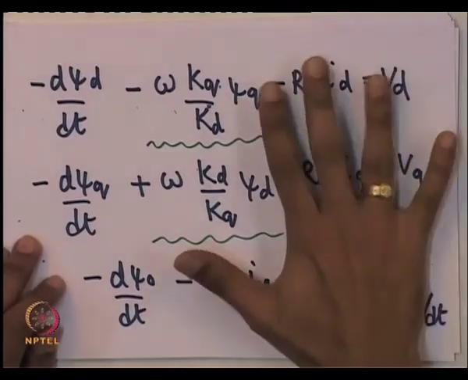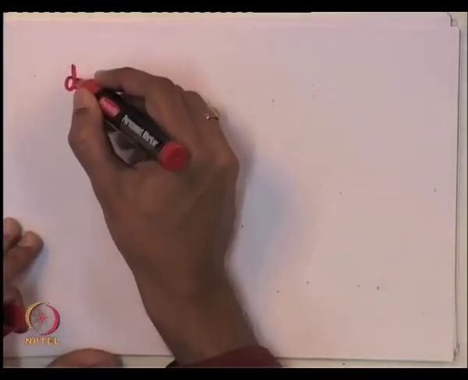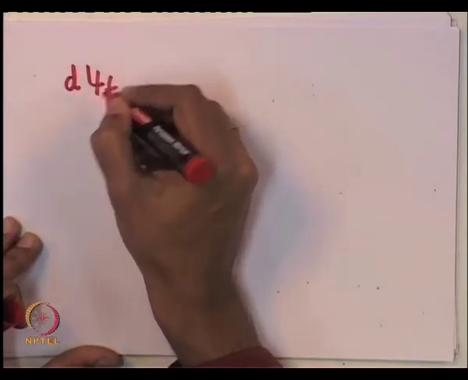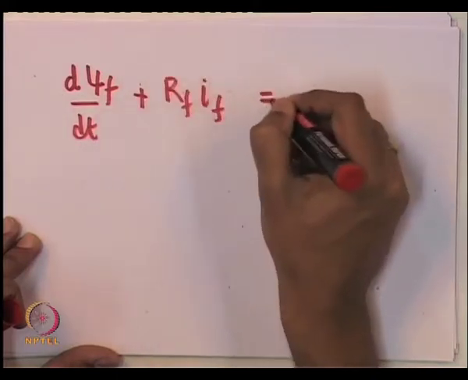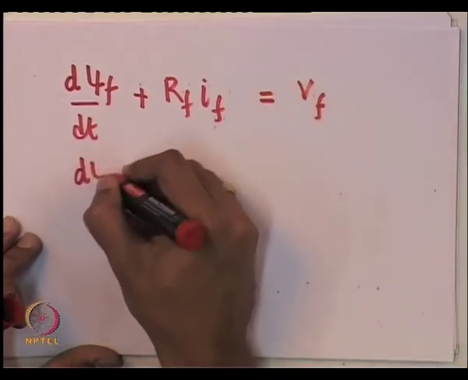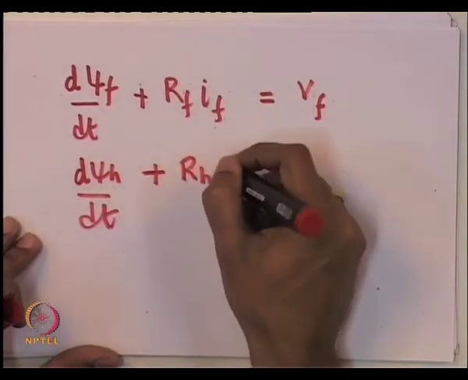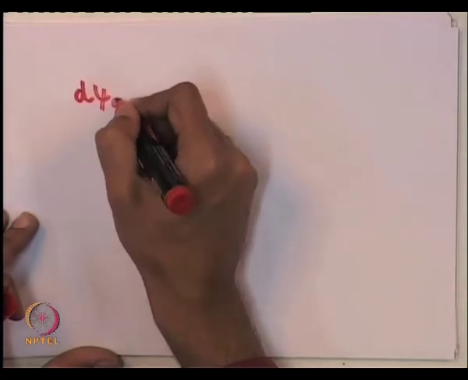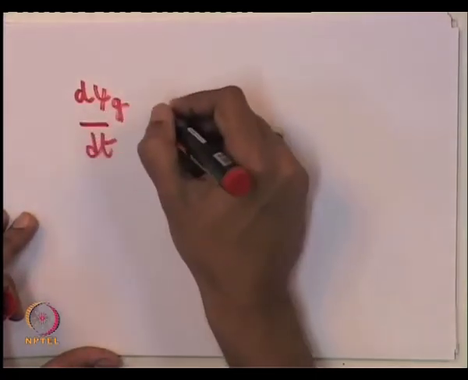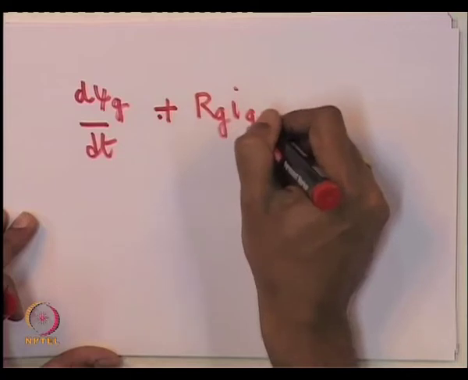Okay. Now, these are as far as the stator equations are concerned. The rotor equations, of course, we know, and d psi g by dt is equal to plus rg Ig is equal to 0.